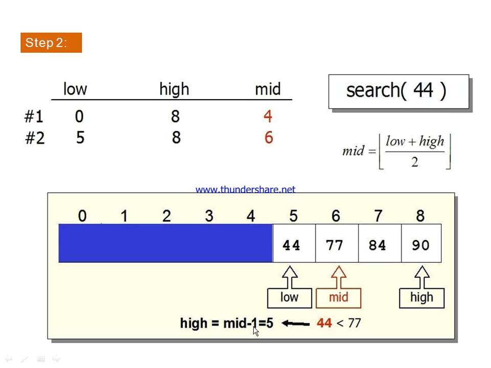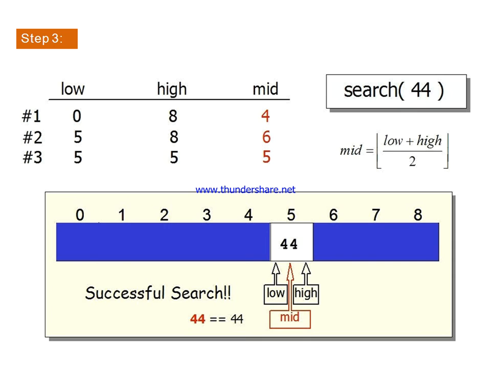High value is nothing but mid minus 1. In the next iteration, compare the element with the middle element. That is the element we are searching, 44. You can stop. So the number of iterations is 3. For the calculations, first calculating middle gives 4, the next middle is 6, and the next middle is 5.